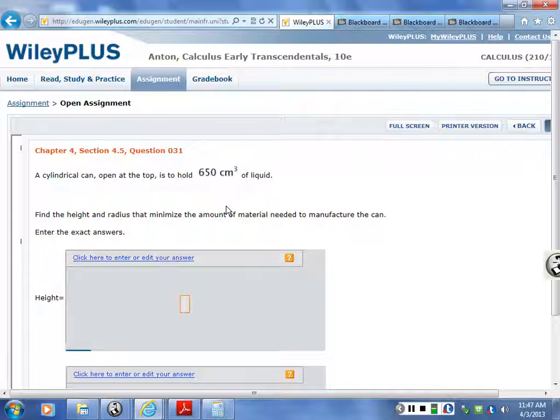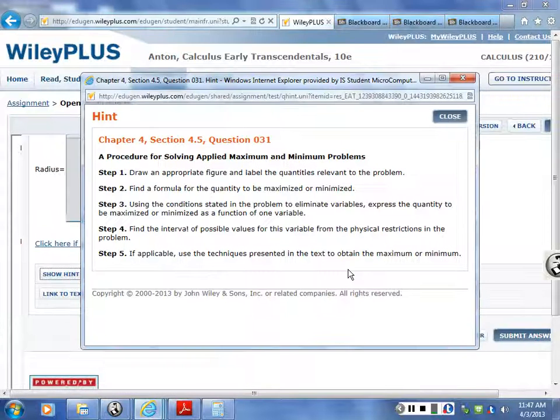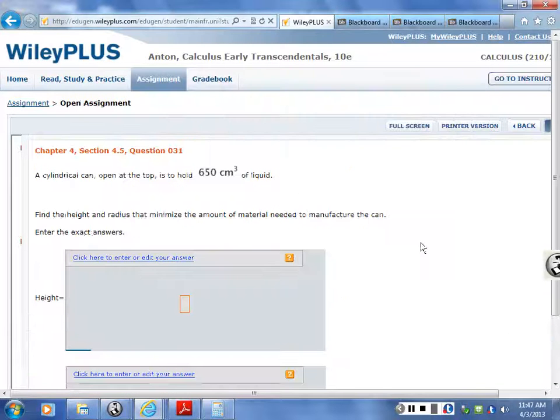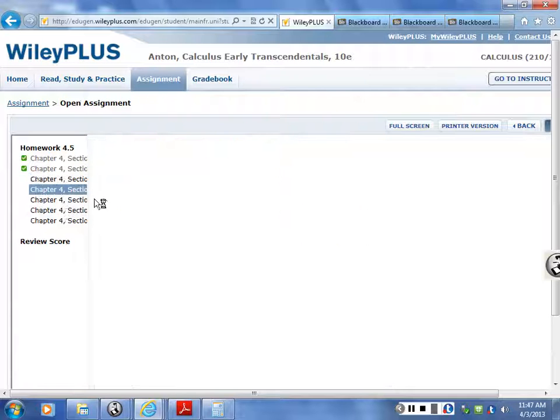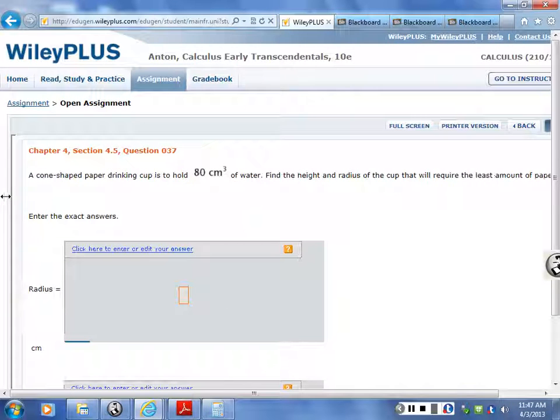I have a paper cup that's a cone shape, and I know that the volume holds 650 centimeters cubed of liquid. I don't expect you to necessarily know the... Oh, wait, this is a cylindrical can. You already know how to do this one. I want to do this one. So 80 centimeters cubed. Sorry.